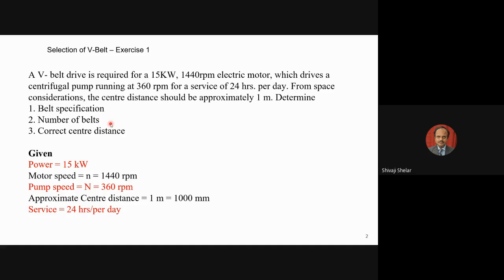Okay, so in this given application, we have power that needs to be transmitted, that is 15 kilowatt. Motor speed from which this power is derived: the motor is running at 1440 rpm, and the application is a centrifugal pump, the pump speed is 360 rpm. The approximate center distance here is 1 meter, that is 1000 millimeter, and service hours are 24 hours per day.